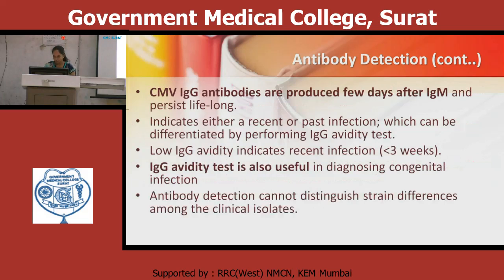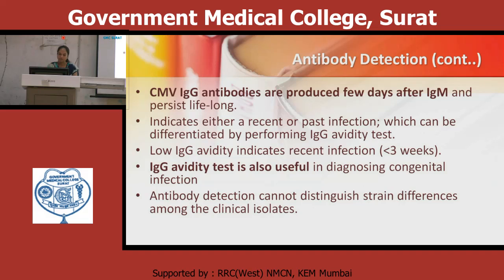CMV IgG antibodies are produced a few days after IgM and persist lifelong. They indicate either a recent or past infection, which can be differentiated by performing the IgG avidity test. Low IgG avidity indicates recent infection, less than 3 weeks. The IgG avidity test is also useful in diagnosing congenital infection. Antibody detection cannot distinguish strain differences among the clinical isolates.